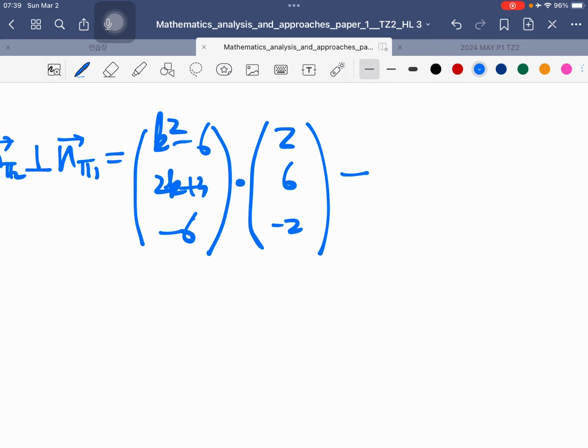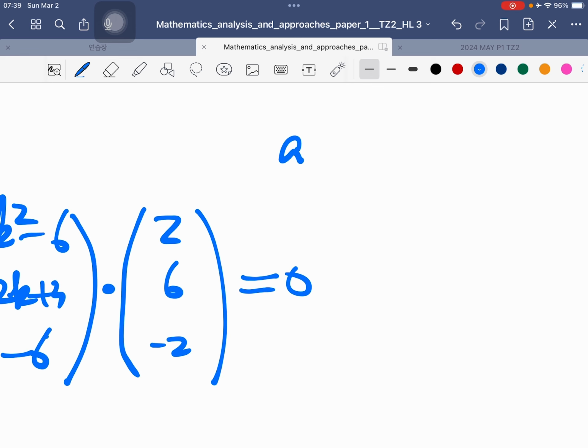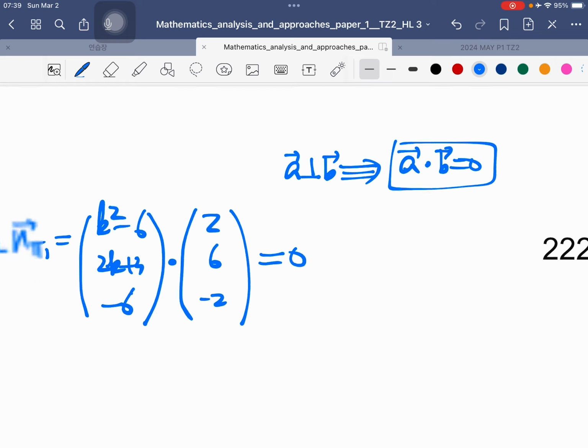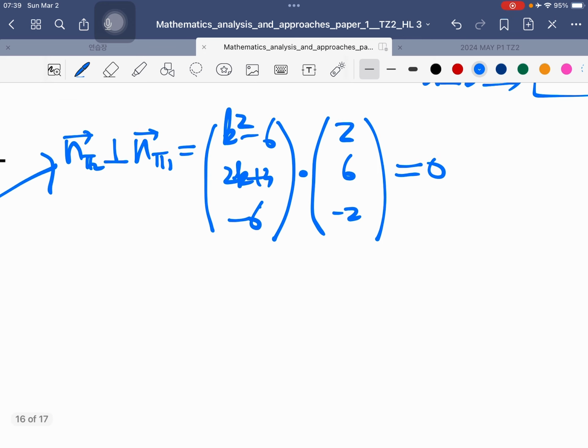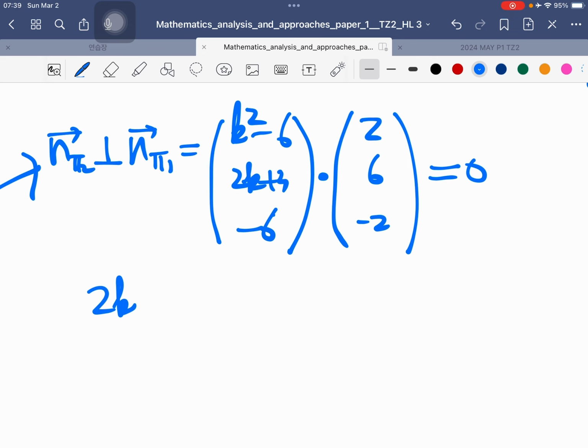When two vectors are perpendicular, what it means is the dot product is 0. So if vector A is perpendicular to vector B, this is the same expression as A dot B is 0. It's exactly the same. This is a principle of vectors. So you just do the dot product of these two vectors. So 2k squared minus 12, plus 12k plus 6 times 3 is 18, plus 6 times 2 is 12, equals 0.